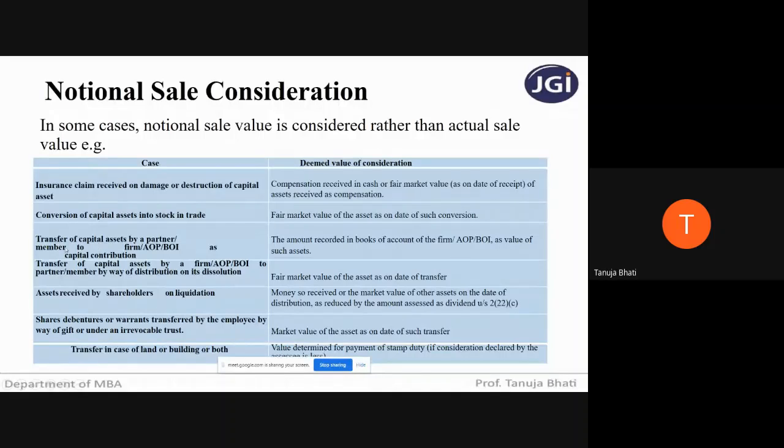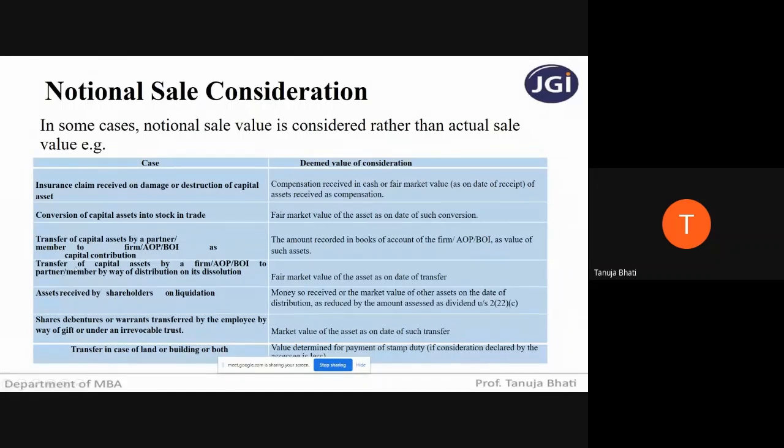Next, when a partner or member transfers a capital asset to a firm, AOP or BOI as capital contribution. Suppose I am a partner in a partnership firm, or I am a member of an AOP or BOI, and I want to transfer my capital asset into the firm. So what is going to be the sale consideration? I'm not going to get anything in return because the AOP or BOI is not purchasing it. I am transferring it as a capital contribution. Then the deemed value of consideration that I have to consider will be the amount recorded in the books of accounts of the firm, AOP or BOI as the value of such asset.